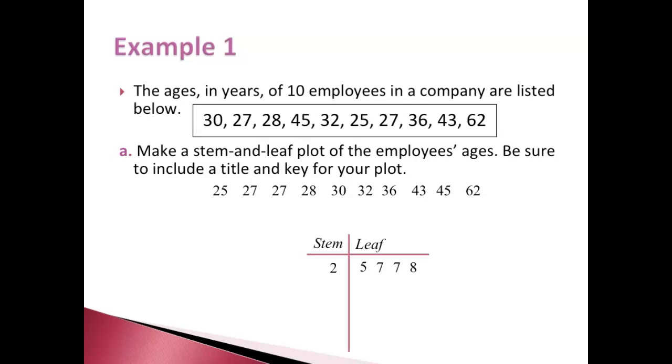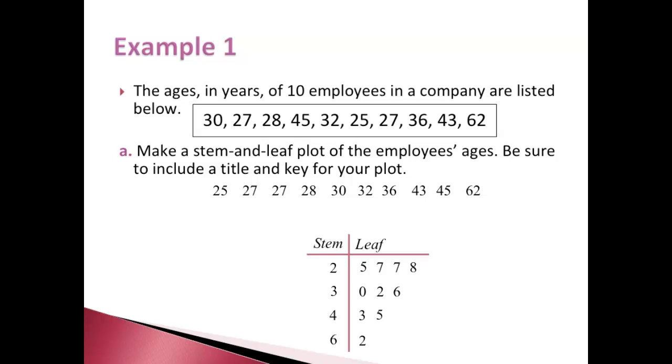So next we have 30, 32, and 36. They all have the same stem. Put the 0, 2, and 6 on the other side. And then 43 and 45, they have a 4 for the stem, and 3 and 5 on the other side, and then 62 is on its own.